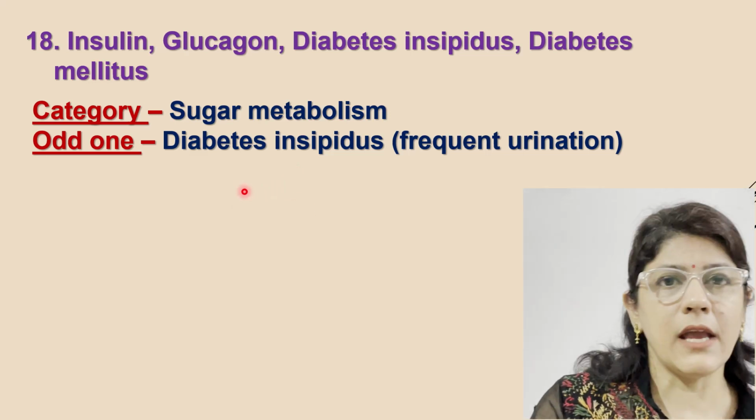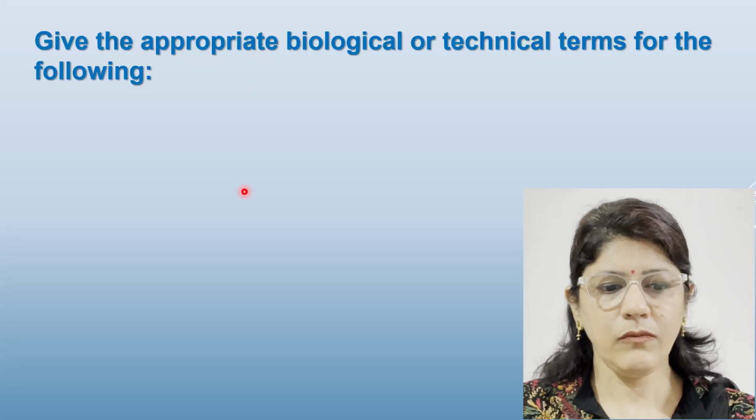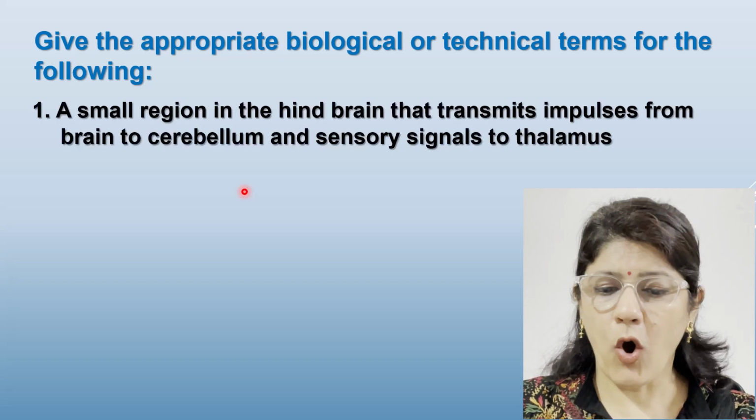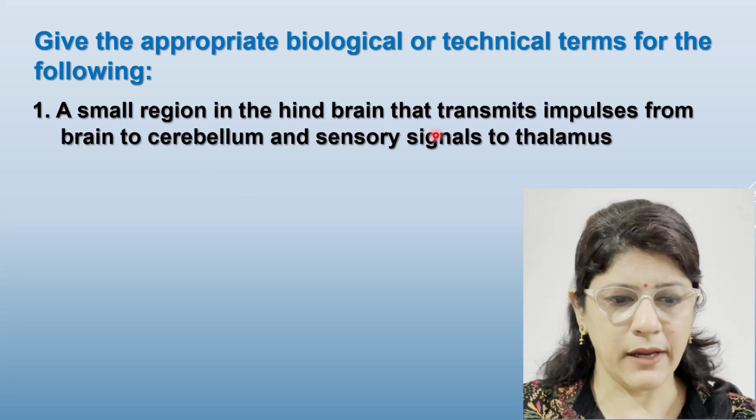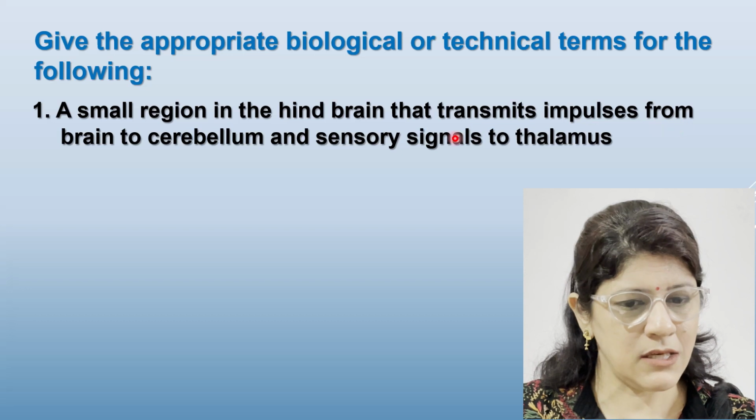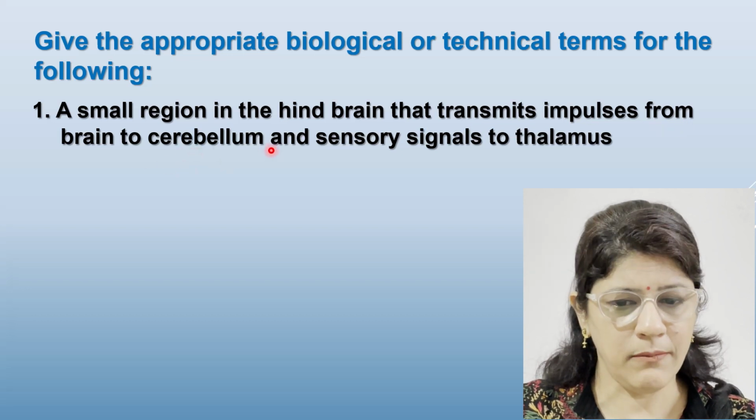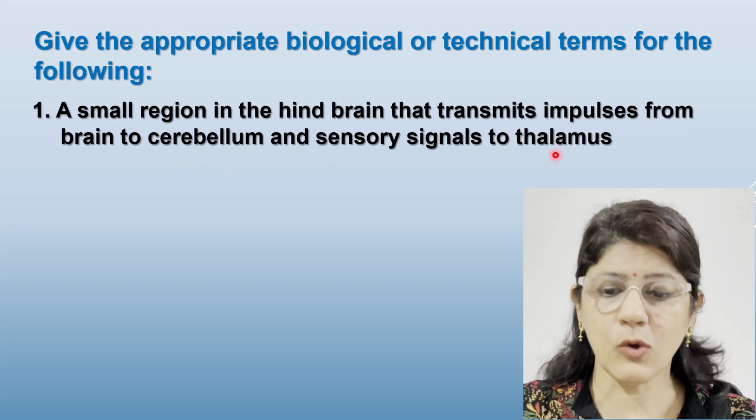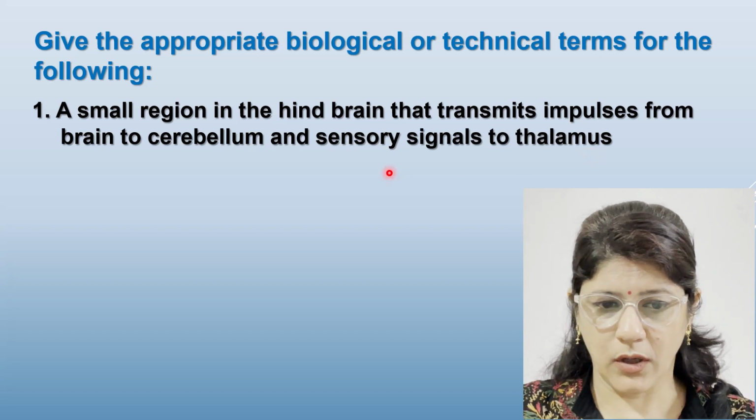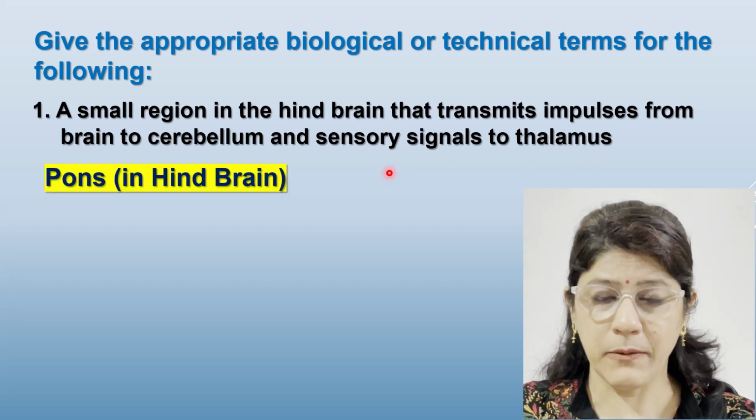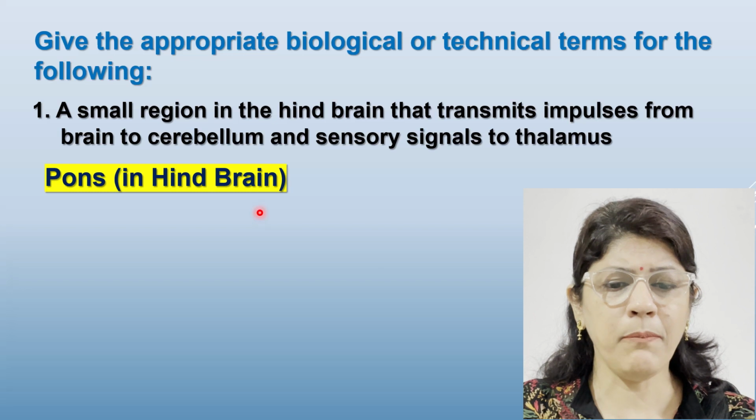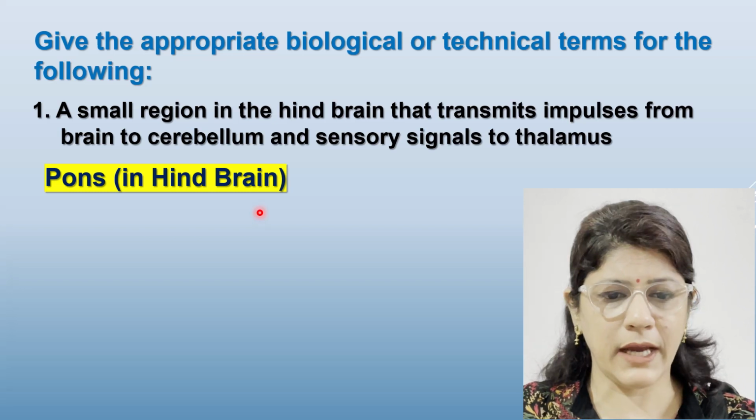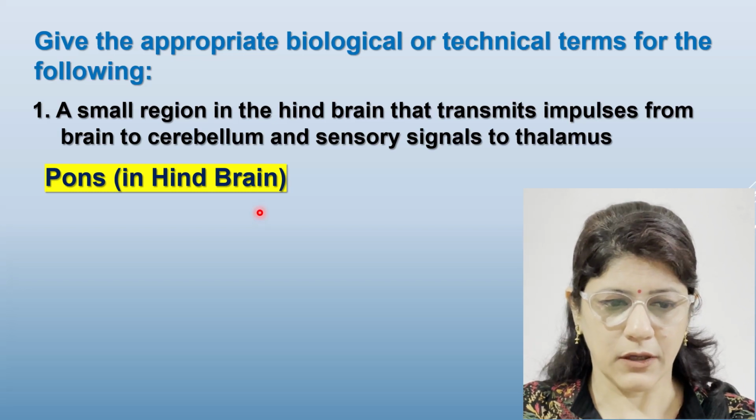Now coming to name these type of terms. First is a small region in the hindbrain that transmits impulses from brain to cerebellum and sensory signals to thalamus. Which part does both these works? It means pons. Pons in the hindbrain. So we have to give this pons. You have to give one word. Definition will be given there or related part.